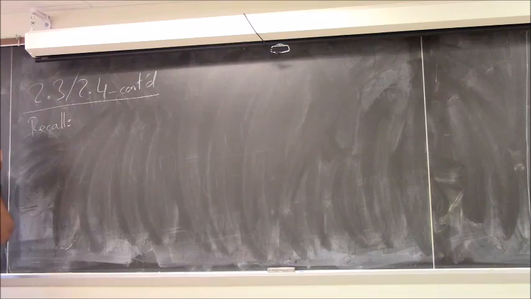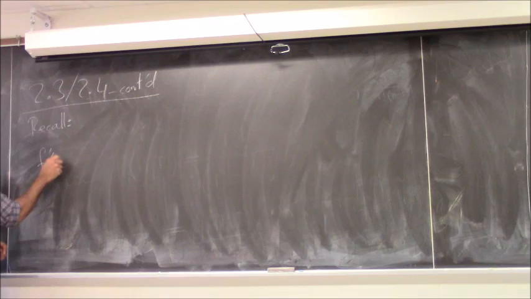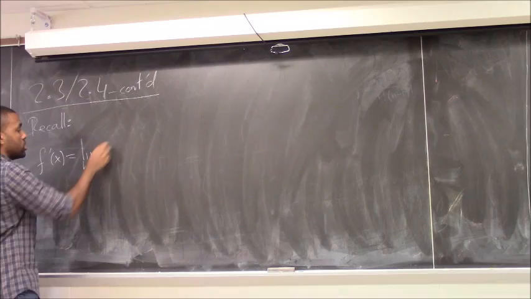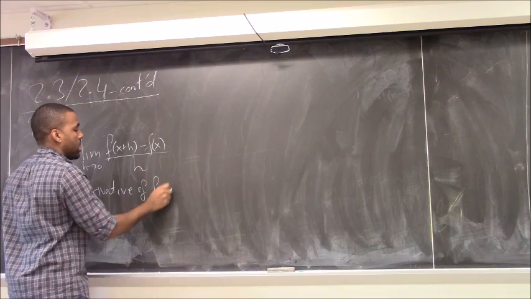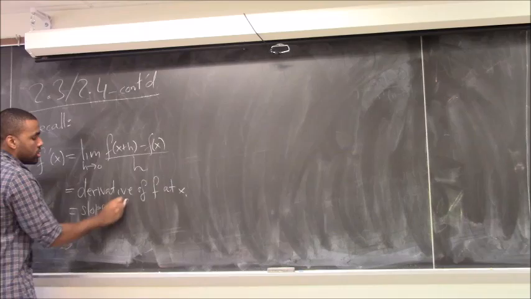Anyway, let's just recall some important facts that we know so far. We know a function that we call f prime of x. This function is defined to be the limit as h approaches 0 of f of x plus h minus f of x over h. This function is called the derivative of f at x. What it does is it gives you the slope of the function at x. You can also think of this as the slope of the tangent line.